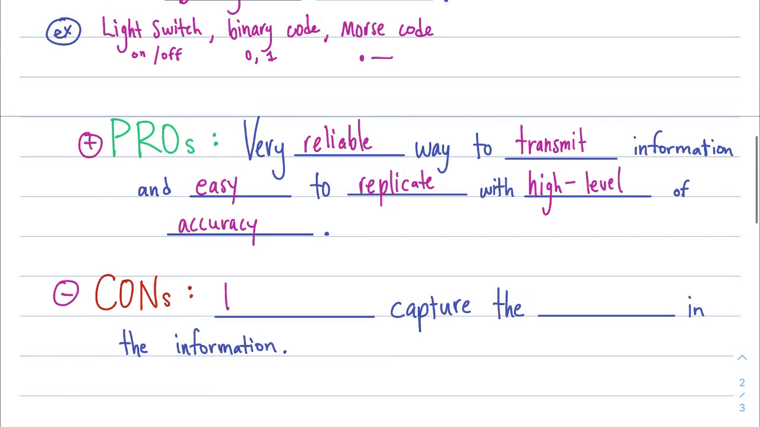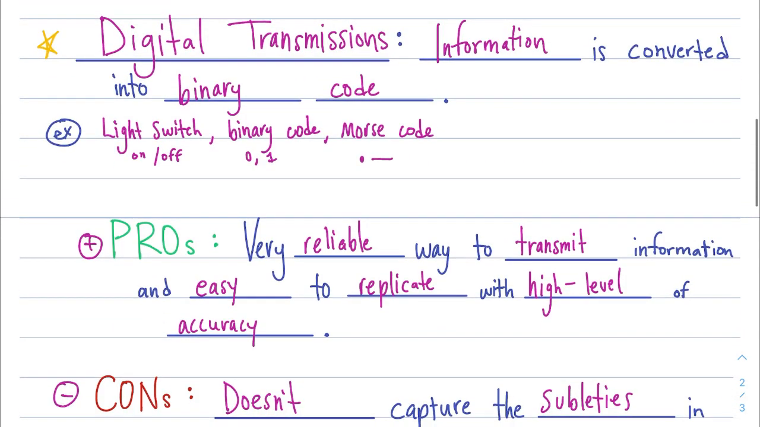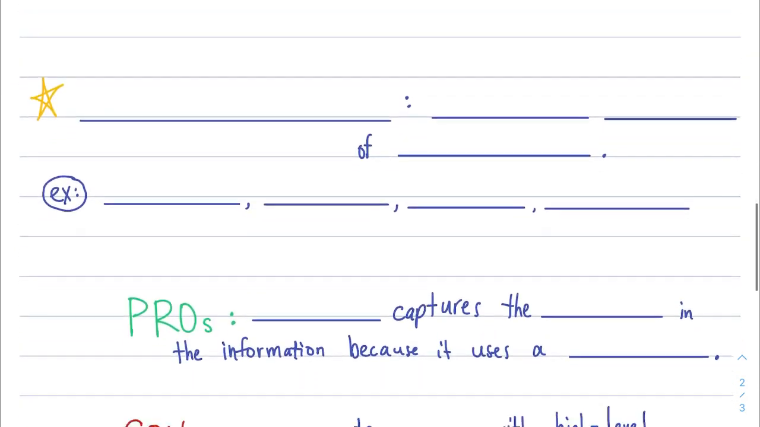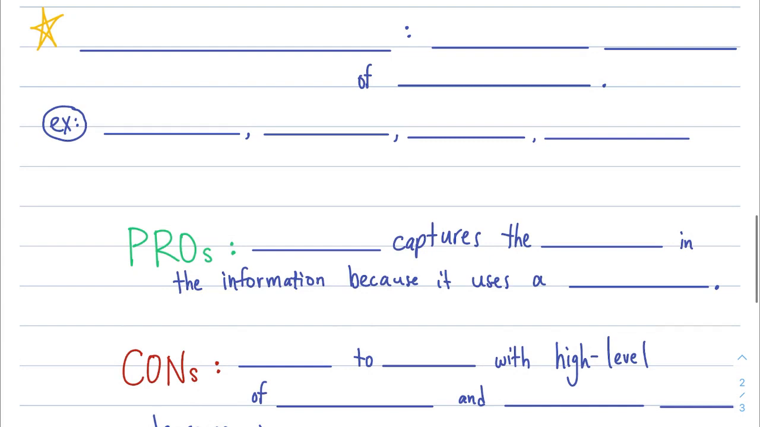The negatives, the cons, the things that make it a little bit more challenging of a type of code is that it doesn't capture the subtleties. And this is a kind of weird word. The things that are less obvious, the subtleties in the information. It doesn't capture the subtleties, because if I say, "What's up, SciFam?" or "What's up, SciFam?" there's different inflection in my voice. And yes, the digital signal, the digital transmission can repeat my message, but it doesn't quite get the inflection in my voice. So some of those subtle things are harder to convey with digital transmissions. The other type of transmission we have is analog transmissions.